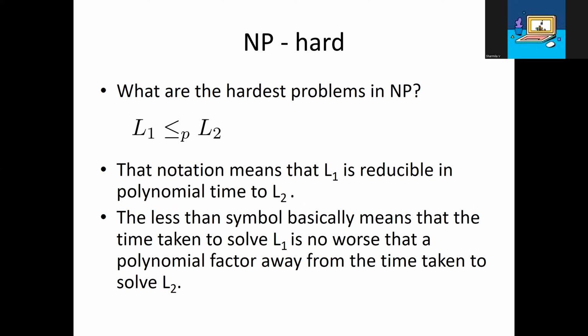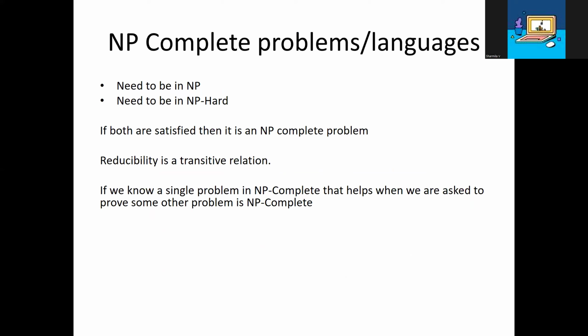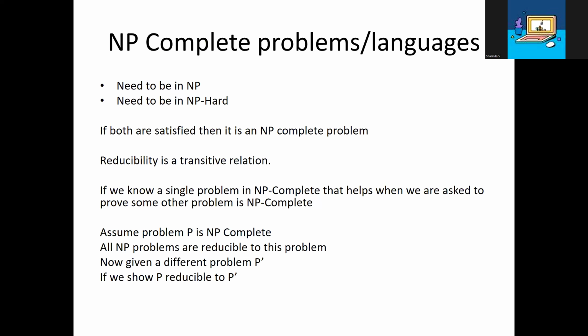This basically means that the time taken to solve L1 is no worse than a polynomial factor away from the time taken to solve L2. That gives the NP-hard problem: L is NP-hard if every L' in NP reduces to L. A problem that is both in NP and NP-hard satisfies both conditions, so it is an NP-complete problem. NP-complete helps when we are asked to prove that some other problem is NP-complete: assume a known NP-complete problem and reduce it to the given problem.